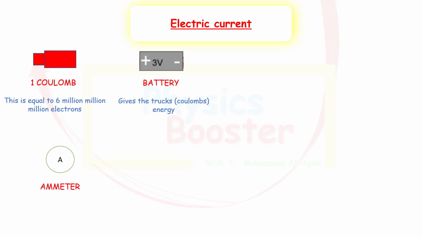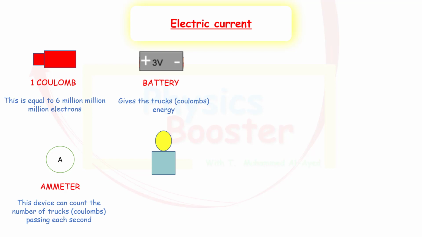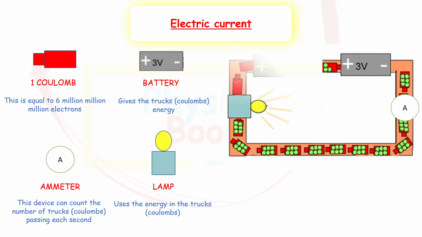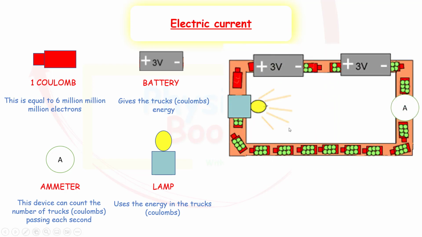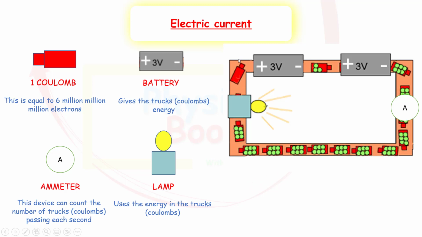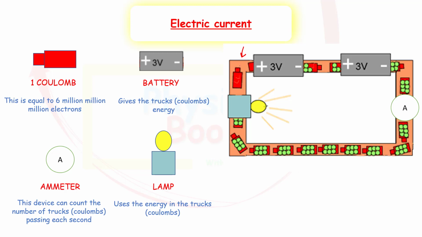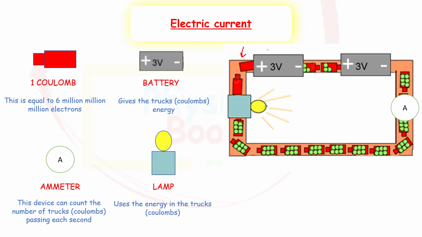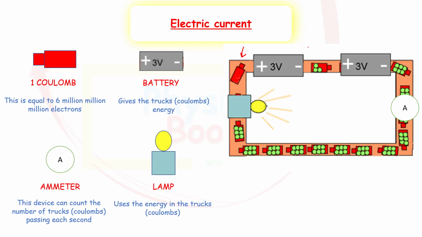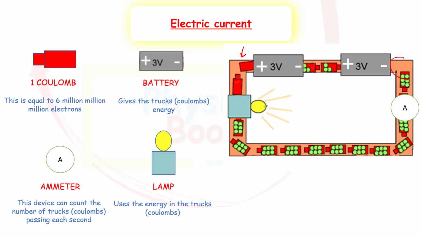And we will be using an ammeter to measure the current in this circuit. Finally, this is the source that will be using the energy, which is simply a lamp. Now let's look at this picture. It's an illustration of what we said. Let's start from this point right here, okay? From this point right here, we can see that we have trucks. They are entering the cell or the battery. They are given energy inside this cell, and they are leaving from the other side carrying energy.